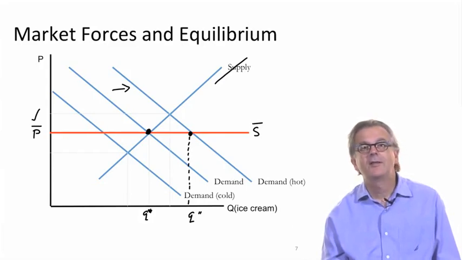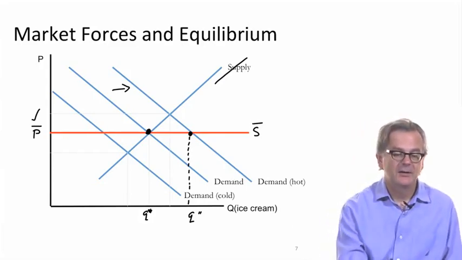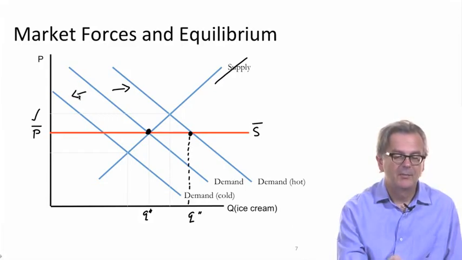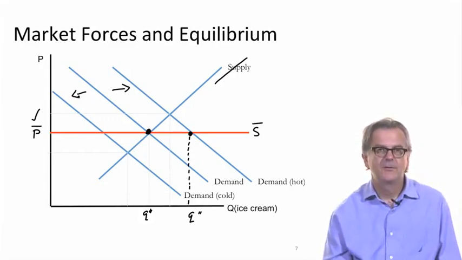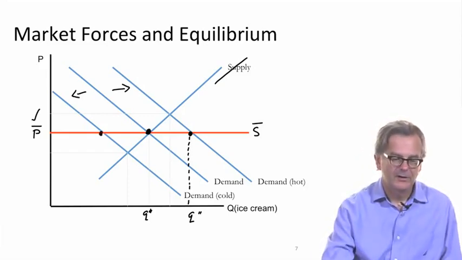Suppose the following day the weather changes and becomes much colder and the demand curve shifts to the left. What do we see? Do we see the price fall? Not usually. What do we see?